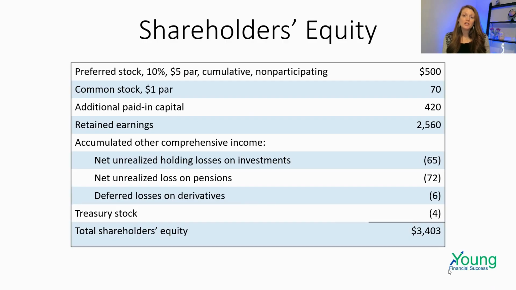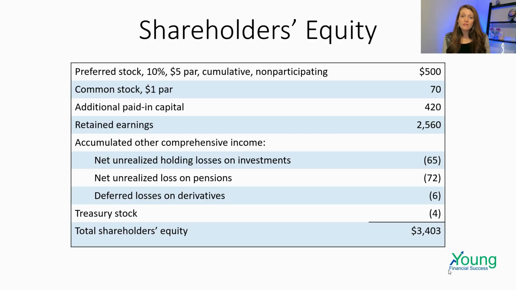So they've got 500, and this is probably in millions, 500 million in preferred stock. Then they're going to list out any common stock and what the par value is. I'm going to touch on this in just a little bit as well. So for the common stock, it has $1 par value per share, so they have 70 million in that. Then they have additional paid in capital. This is where an investor has paid extra on top of the par value in order to invest in this company. So there's another 420 million in additional paid in capital.